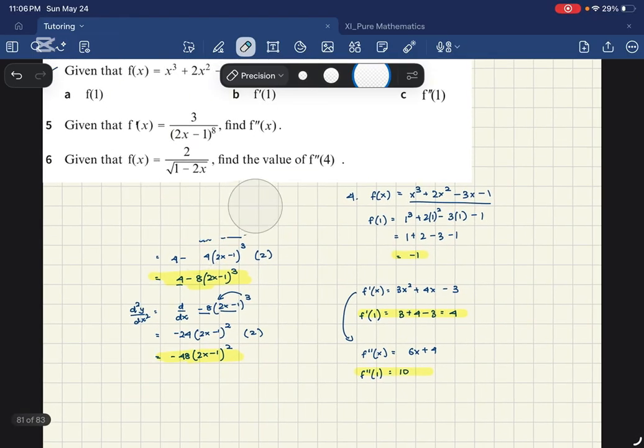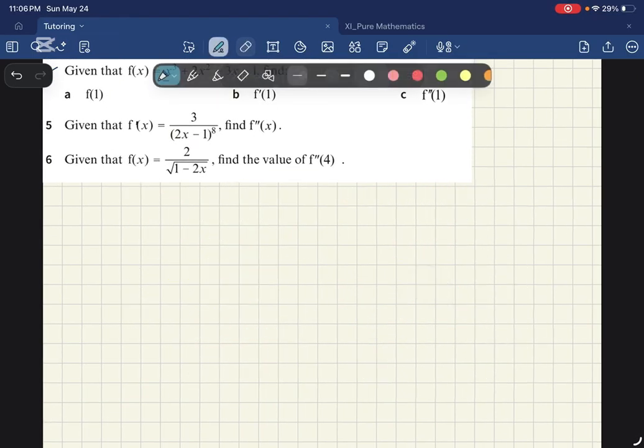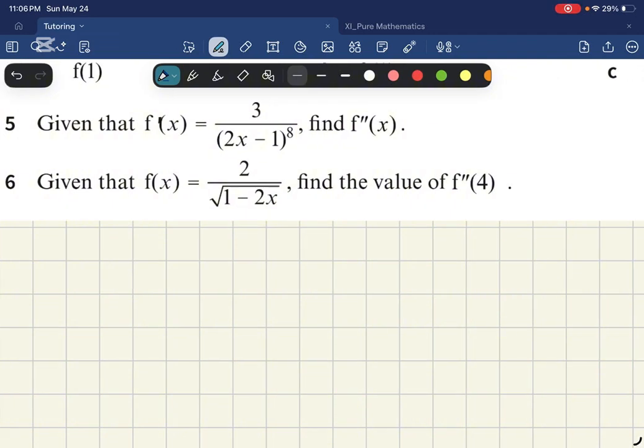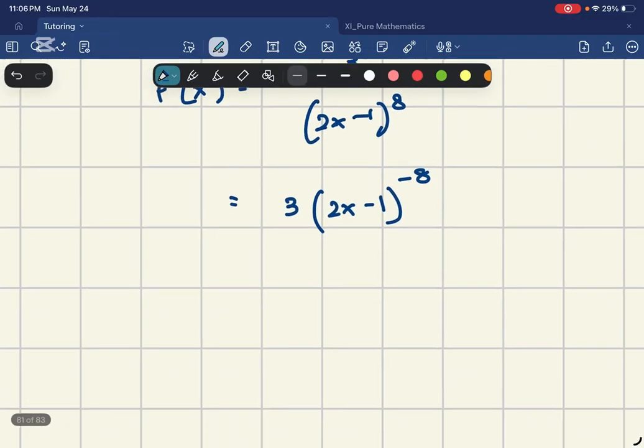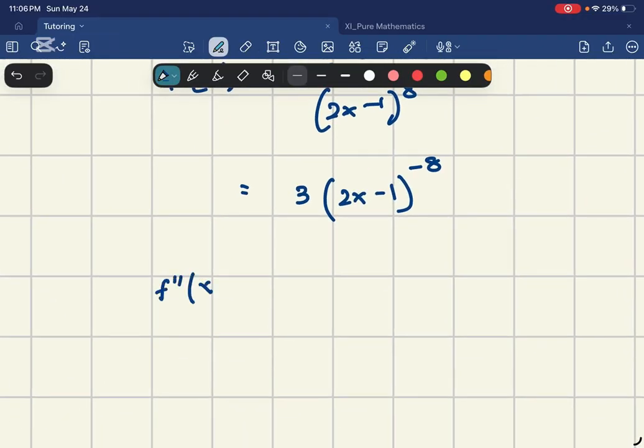So let me just erase this quickly. Question 5. So we are given f dash of x, the first derivative of something, is 3 over (2x minus 1) to the power 8. And I can write this as 3 times (2x minus 1) to the power negative 8. So now let's find f double dash of x.